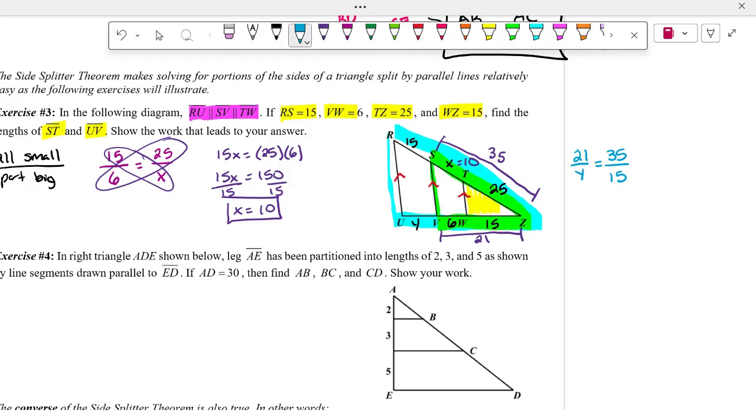All of that one side of the small triangle. And then we're looking at the same side. We need the only part of the big that's not being used, which is the y. That's why it's 21 over y. Then this one, all the small on this side, so that's 35. And whatever part of the big we have not included yet of that side length, which is 15.